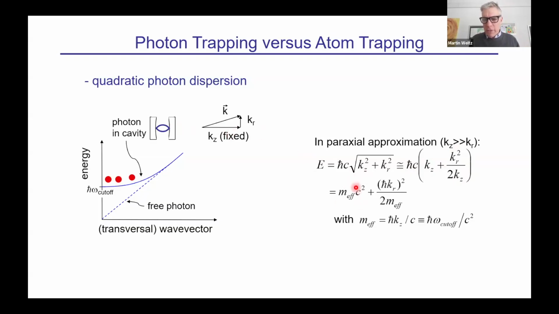Because of that, we can set this first term, h bar omega z kz, to an effective mass times c squared. So this basically determines the kz. And if you insert that into the second term, you see that the second term looks like a kinetic energy. And that's the kinetic energy of photons moving transversely in the resonator plane.